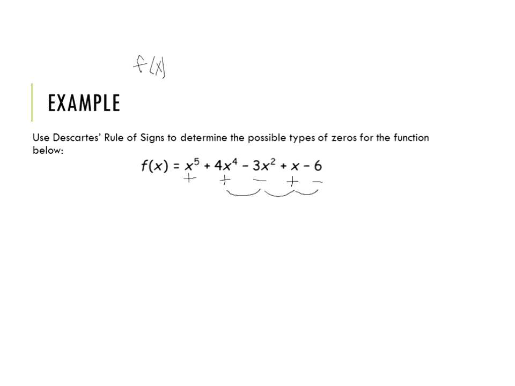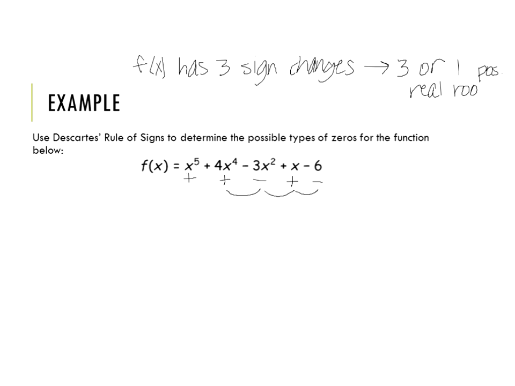So let's jot that down up here. F of x has 3 sign changes. So what that tells us is that we could have 3, or if we subtract an even integer from that, so subtract 2 from that, we could have 1 positive real root. All right, so that's the first piece of information.